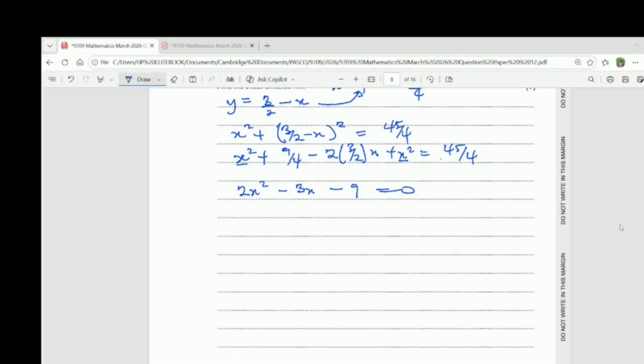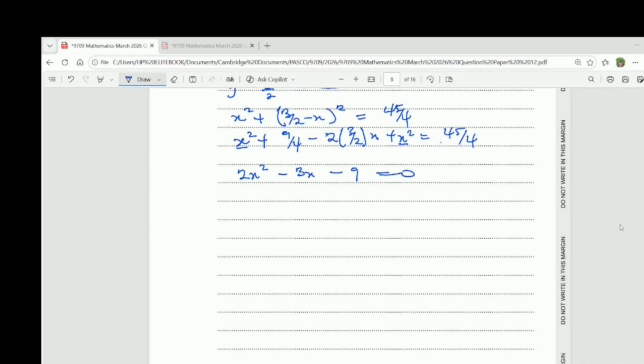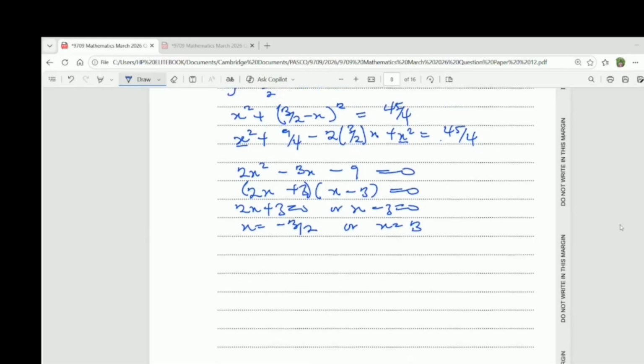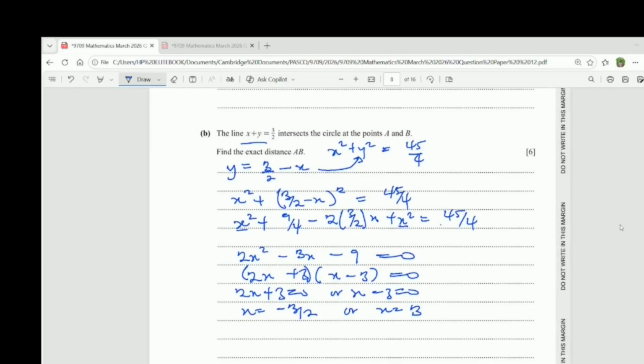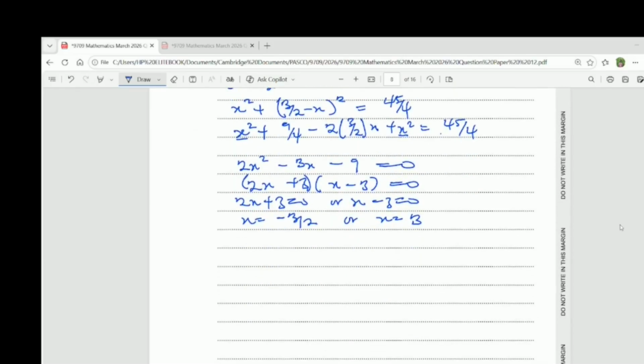We have a quadratic in this form and then we solve. So I think we have (2x plus 3)(x minus 3) equal to 0, since we have positive 3 and negative 3. So 2x plus 3 is equal to 0, or x minus 3 is equal to 0. On solving we get x is equal to negative 3 over 2, or x is equal to 3. These are the two values of x, because we're going to get point A and point B, so we need two values of x and the corresponding y values.